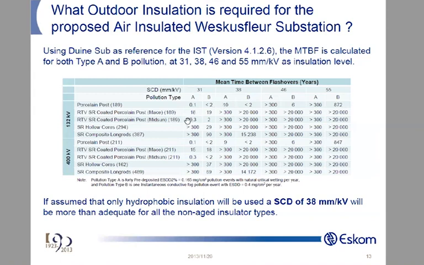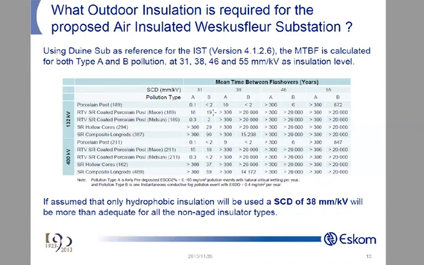Now we're going to put a coating on that porcelain, and I use this coating from this supplier. I will be getting 18 years between flashovers if I use that coating on the 31 millimeters per kV for type A, and about 19 years for type B. So, hey, cool. I'm looking at about 18, 19 years. That is actually not bad.